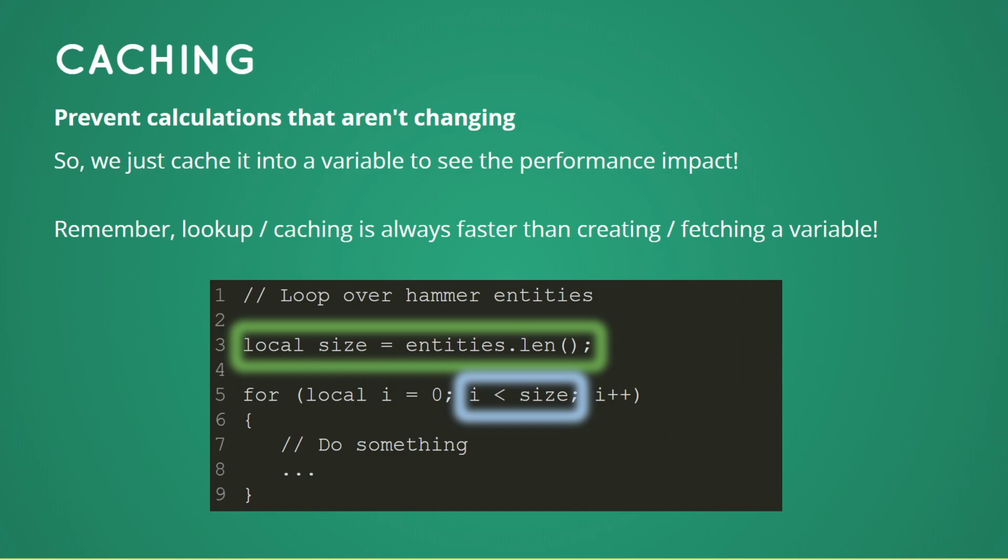So always try and use a variable for size for validations for while loops or for loops, if possible. So that's the end of the video.